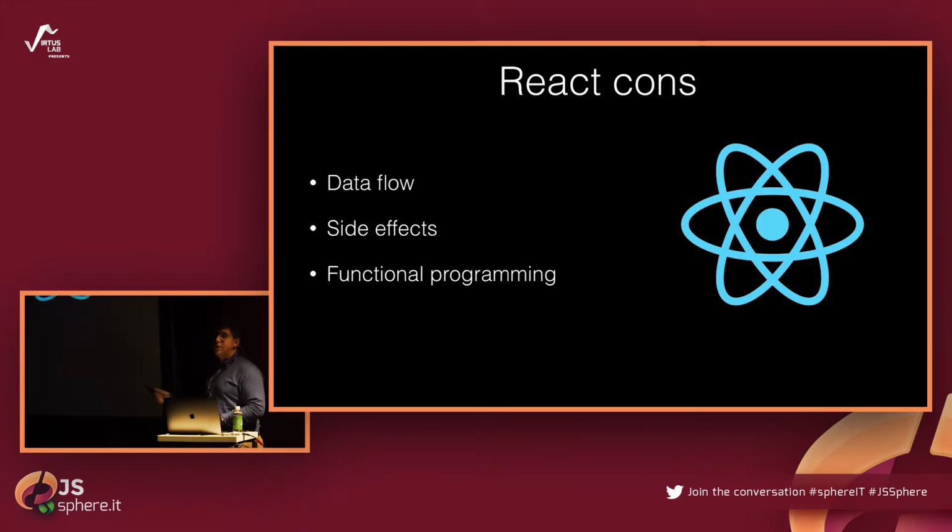If you want to use some API and you're using Redux, you need to add middlewares and so on. So you need to add more libraries on top. There's nothing inside React that can help you handle those side effects. And also functional programming. They're trying to change that now with React hooks, so we can use functions to build our components. But when they built React, they weren't building with functional programming in mind.